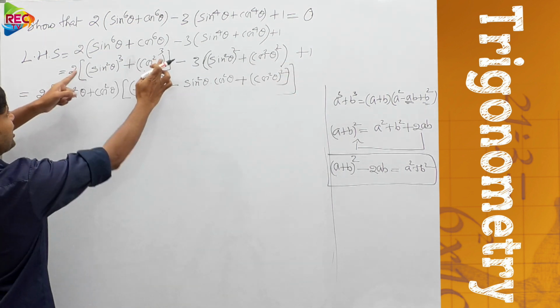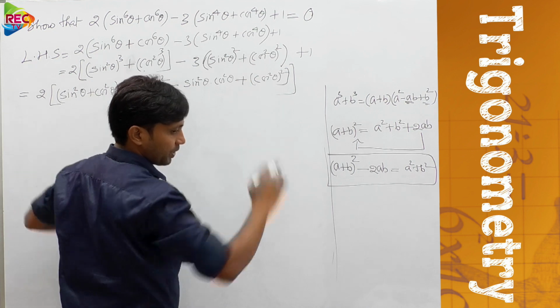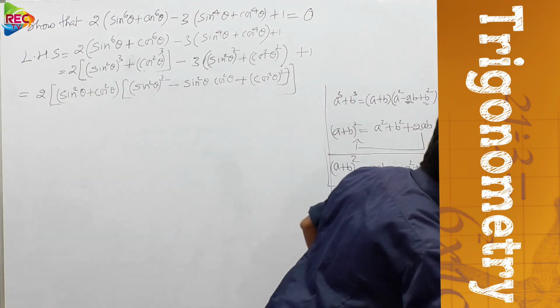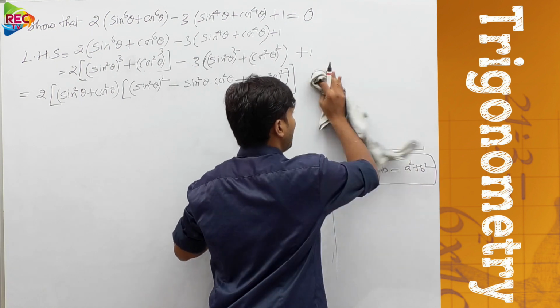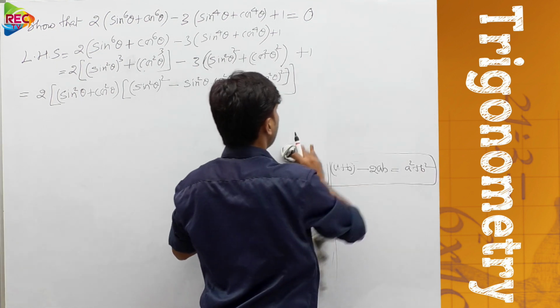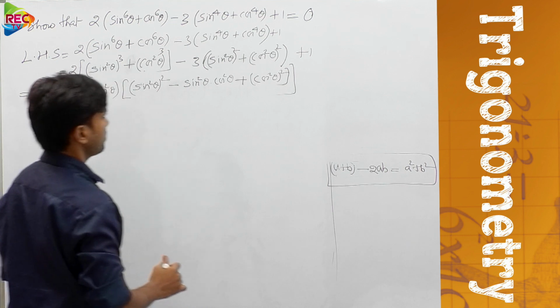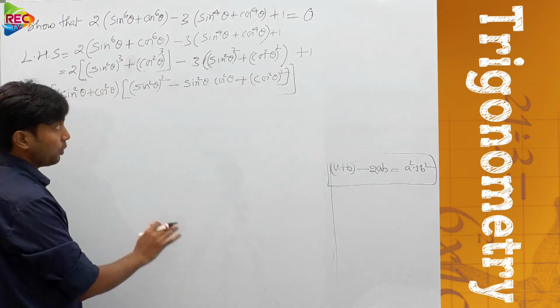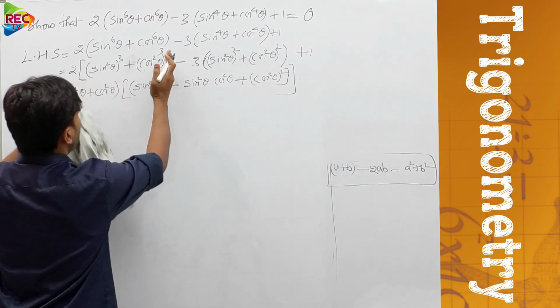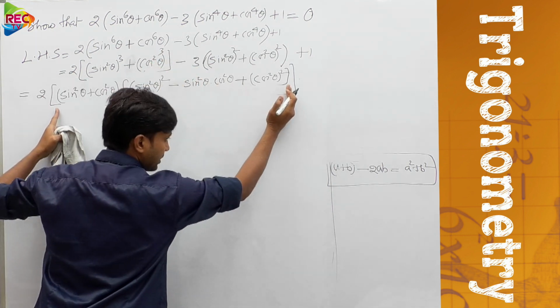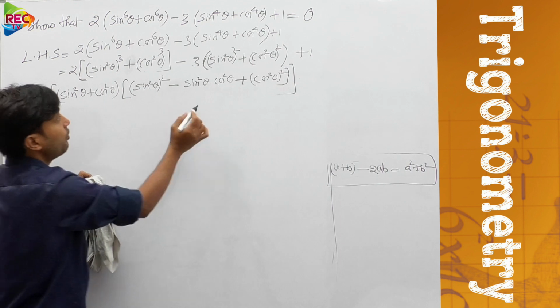So this is the expansion of this first expression. Don't worry about this, I will explain it step by step. Now again, solve this second bracket. See, this first bracket value would be this. Now what would the second bracket value be?